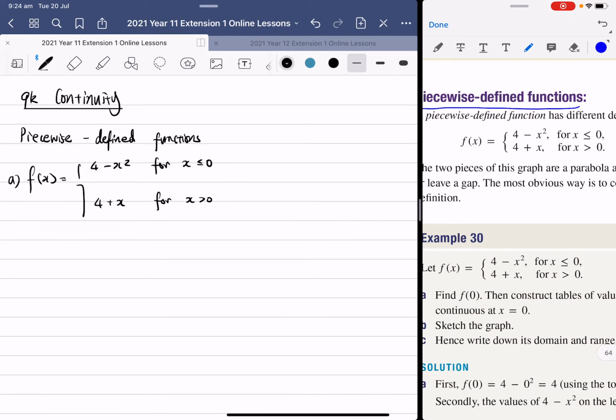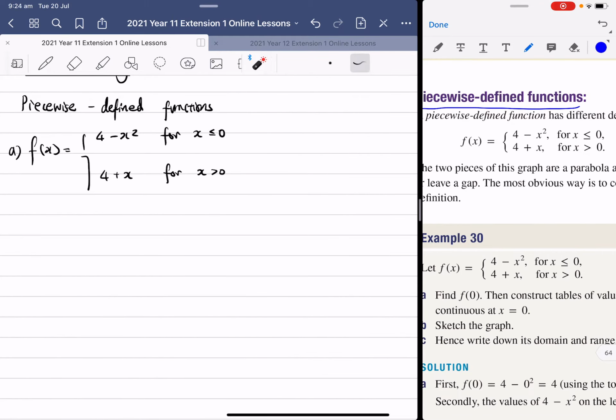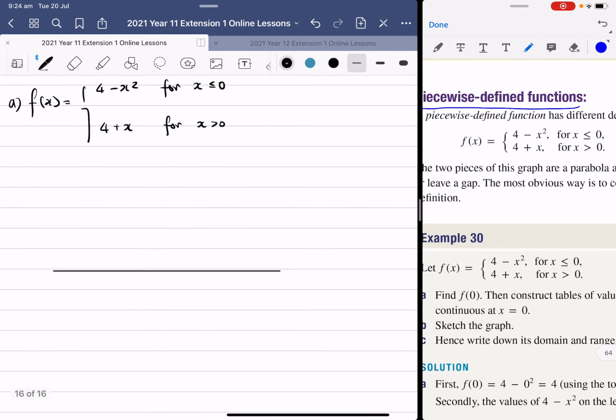So how would you draw this function here? As you can see, different domains have different functions. That is a quadratic, which is a parabola, and this is a straight line. The best way, or the easiest method, to draw a function like this is to draw the entire function. This is what I feel is the best way of doing it. You draw the entire function.